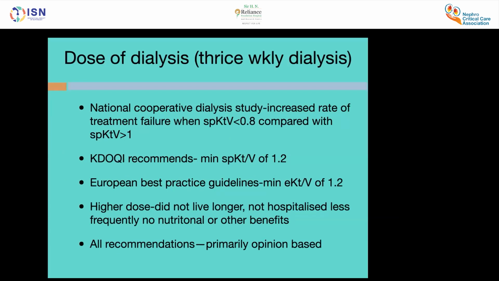Generally, the dose of dialysis for chronic dialysis is thrice weekly. The National Cooperative Dialysis Study has shown an increased rate of treatment failure when the single pool Kt/V is less than 0.8 compared with a single pool Kt/V of more than 1. KDOQI recommends a minimum single pool Kt/V of 1.2 during thrice weekly dialysis. The European best practice guidelines recommend a minimum equilibrated Kt/V of 1.2 for dialysis.